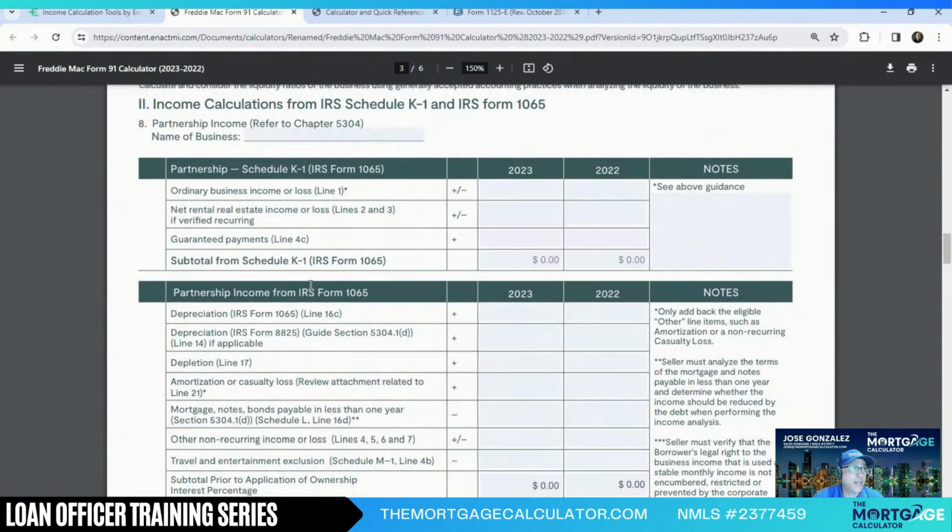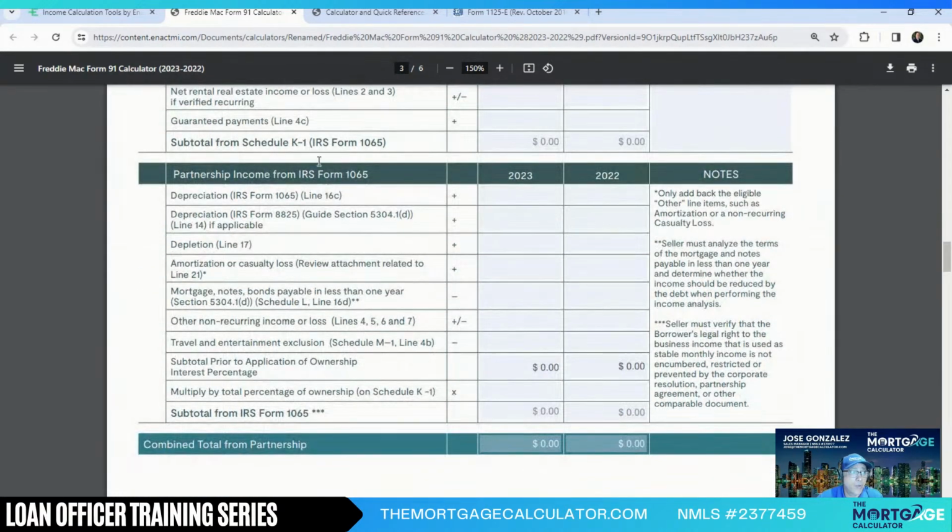Then if they have a partnership, there would be a form 1065 that's going to have a K1. The ordinary business income we were talking about, there's line 1, and guaranteed payments, net rental income or loss, that's all right here, subtotal from K1. Now this partnership income is from IRS form 1065. If there is a partnership, you would get the 1065 report and just extract the information from the different lines.